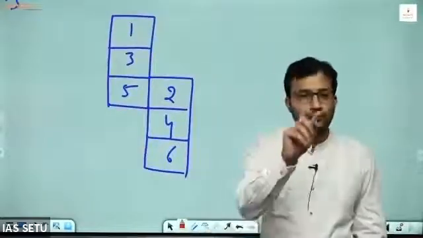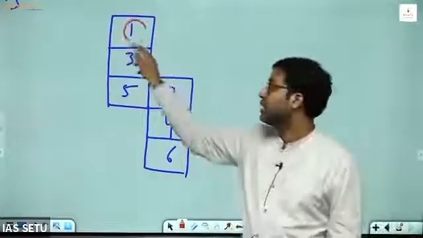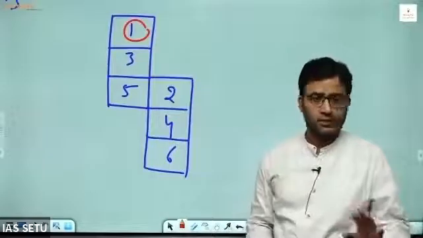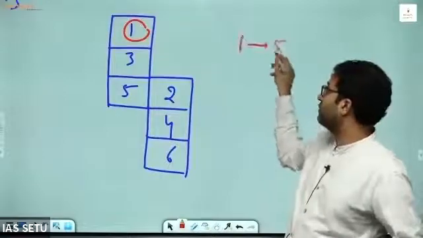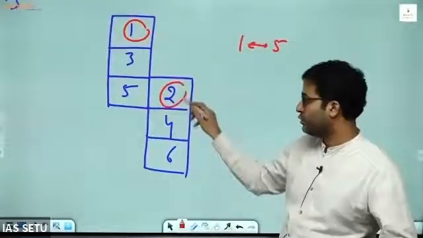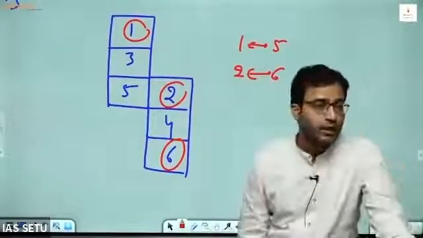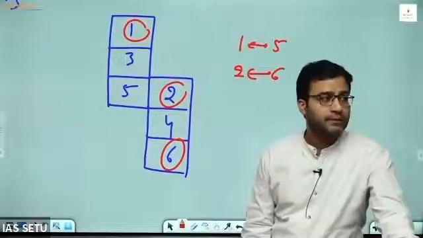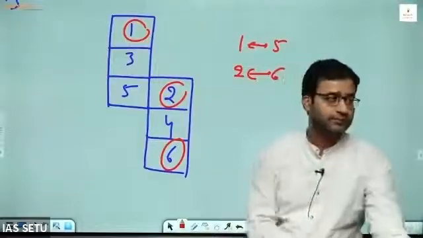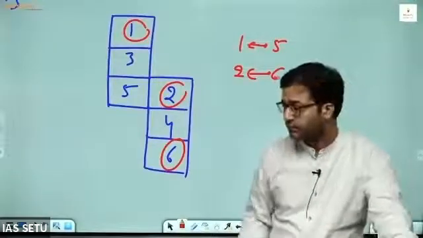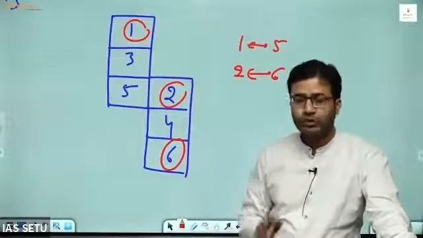First, we can use Type 1: here 1 and 5 alternate. So can we say 1 is opposite of 5. Second thing is 2 and 6 alternate, so 2 is opposite of 6. 1 and 5 opposite, 2 and 6 opposite. We got 2 pairs.